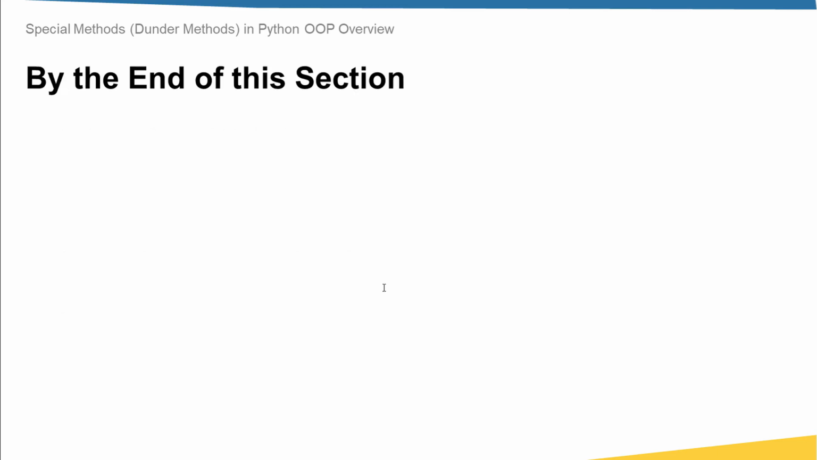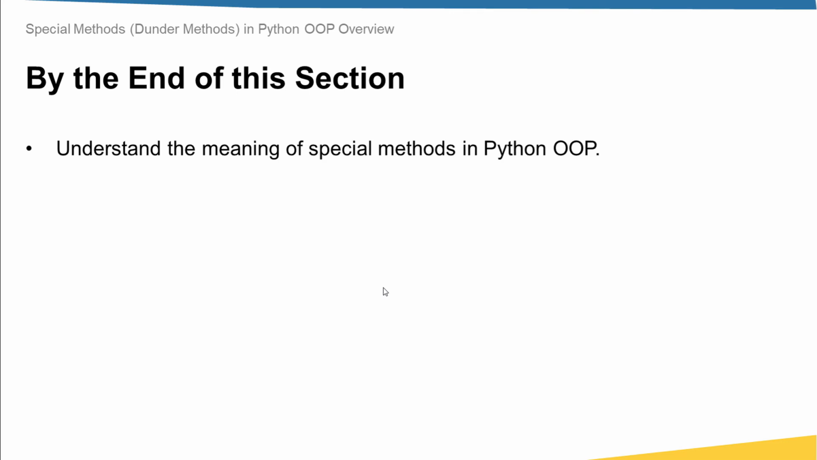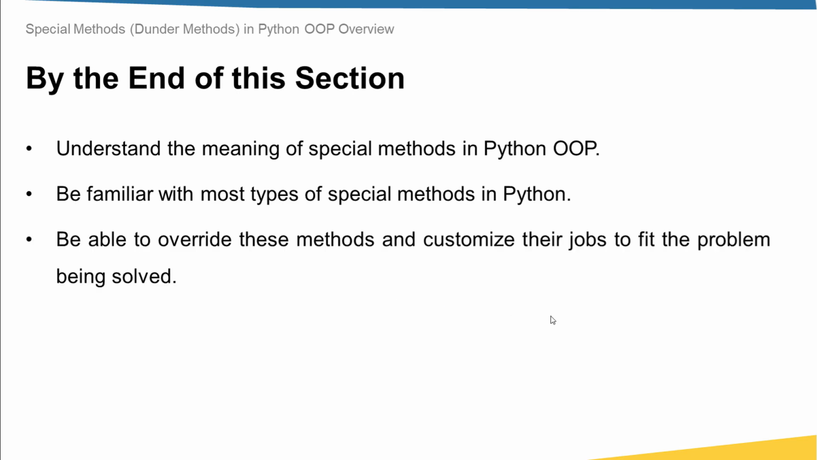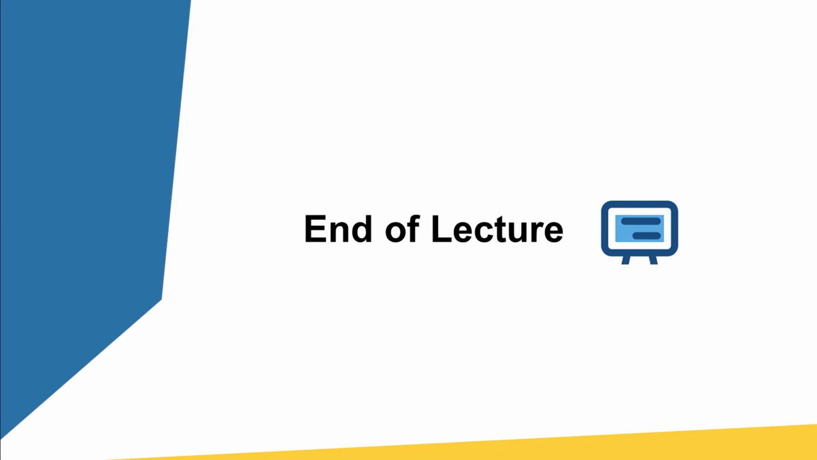By the end of this section, you should be able to understand the exact meaning of special methods in Python OOP and when you have to use them. You will be familiar with most types of special methods in Python. And not only will you be familiar with these special methods, but you will also be able to override them, use them, and customize their jobs to fit the problem being solved in your program. So stay tuned and be ready because we have a lot of cool stuff to learn in this section.